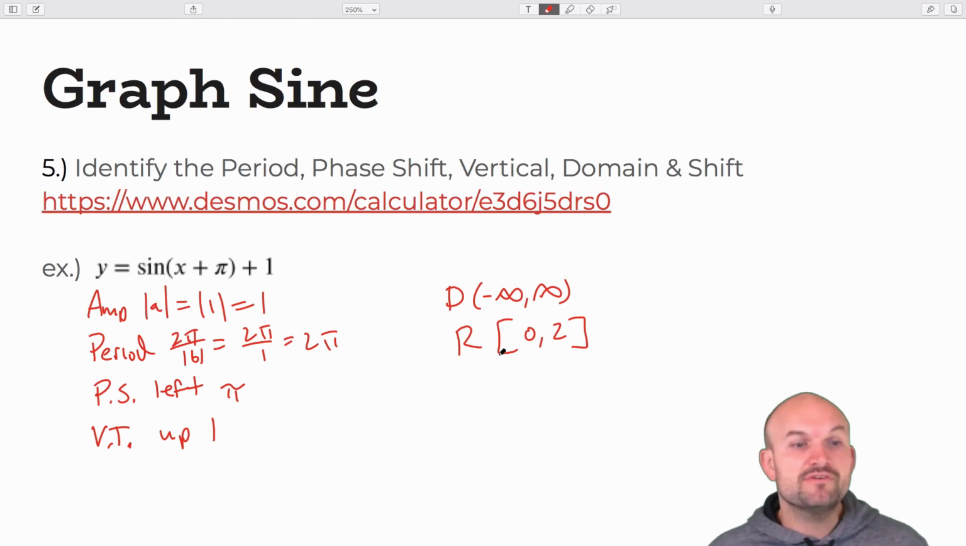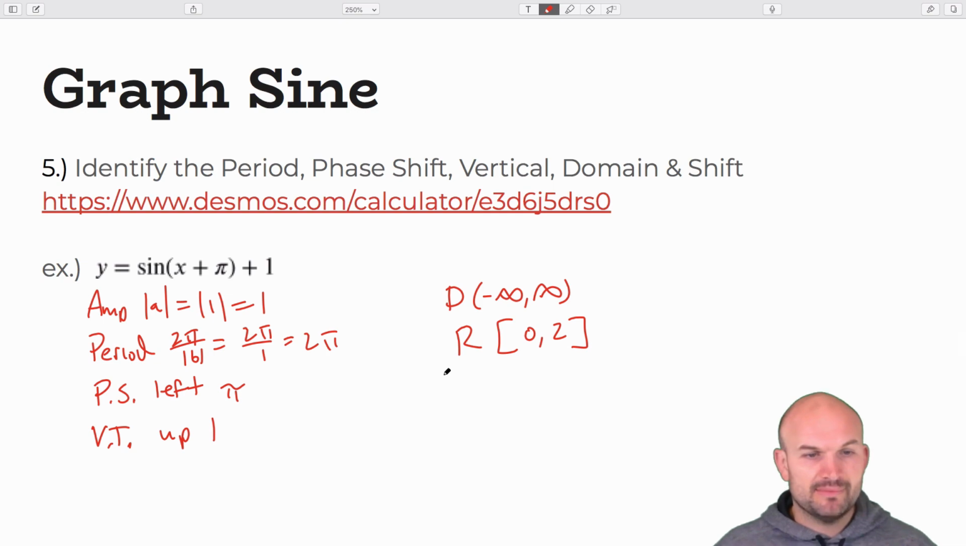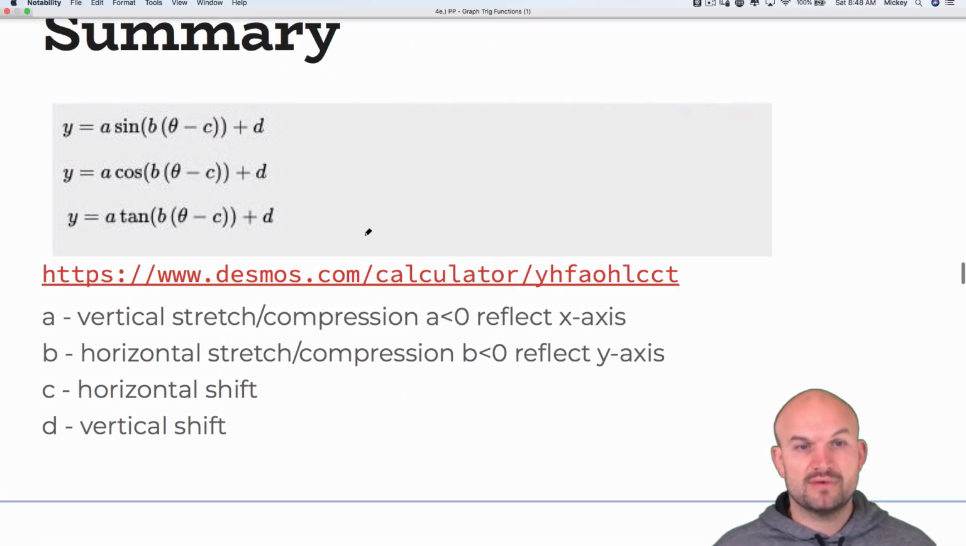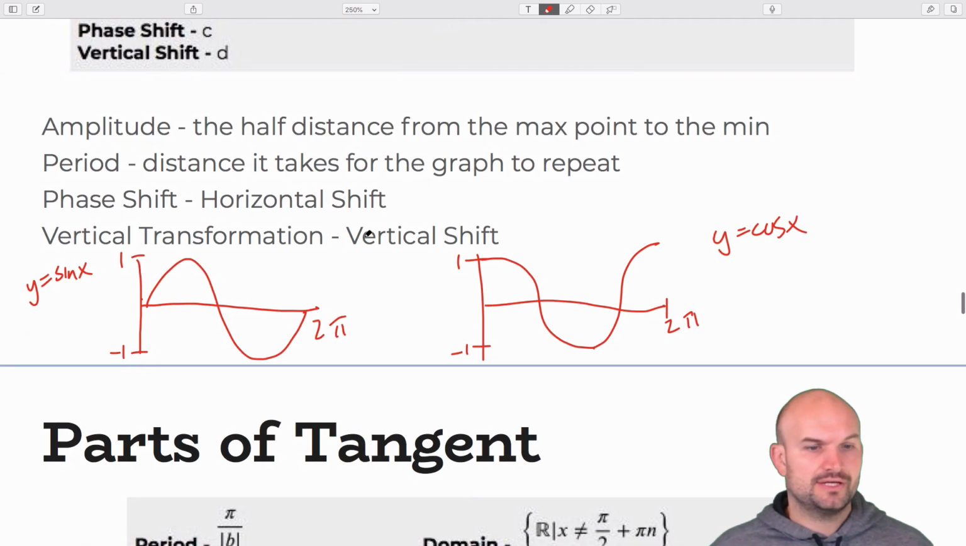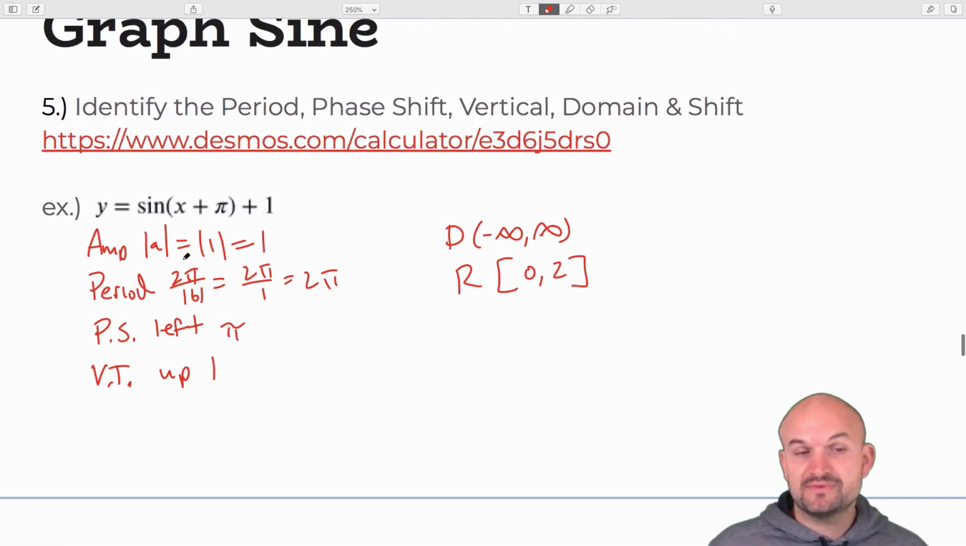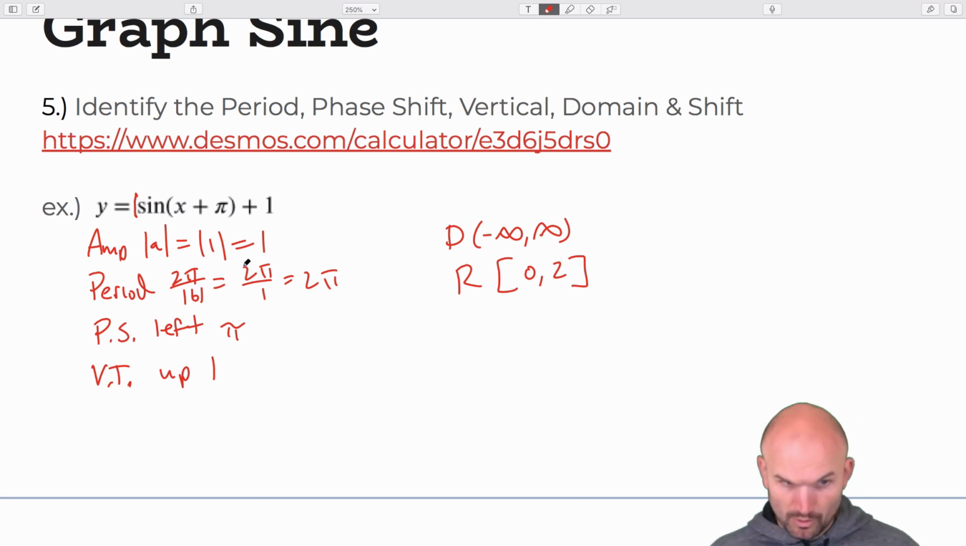All right, for the first example, we have y equals the sine of x plus pi plus 1. And again, the definitions that I'm using here are just going to be from our notes that we previously took, right? The sine and cosine here. So the amplitude, remember, is absolute value of a, which in this case is going to be 1. So you can see there would be a 1 right there. So therefore, absolute value of 1 is just 1.